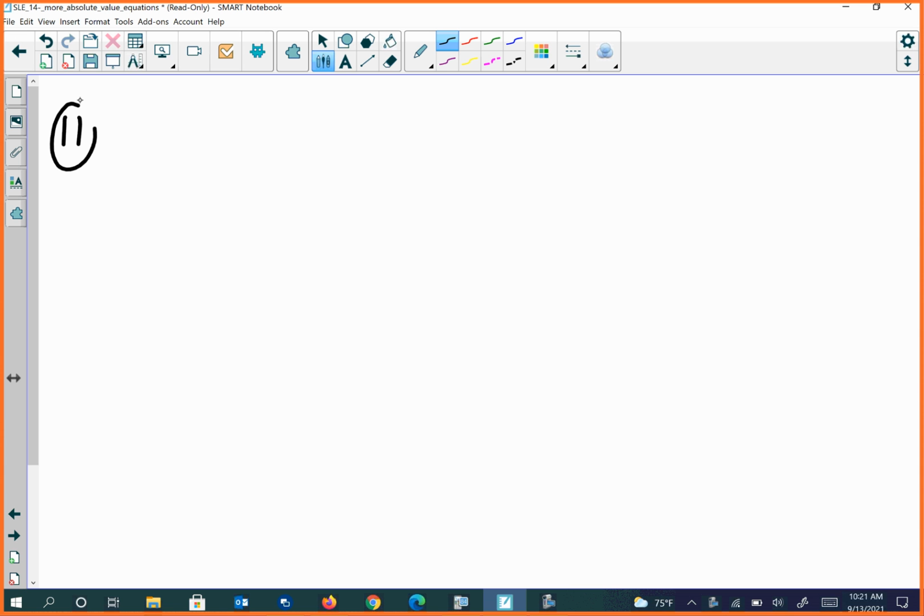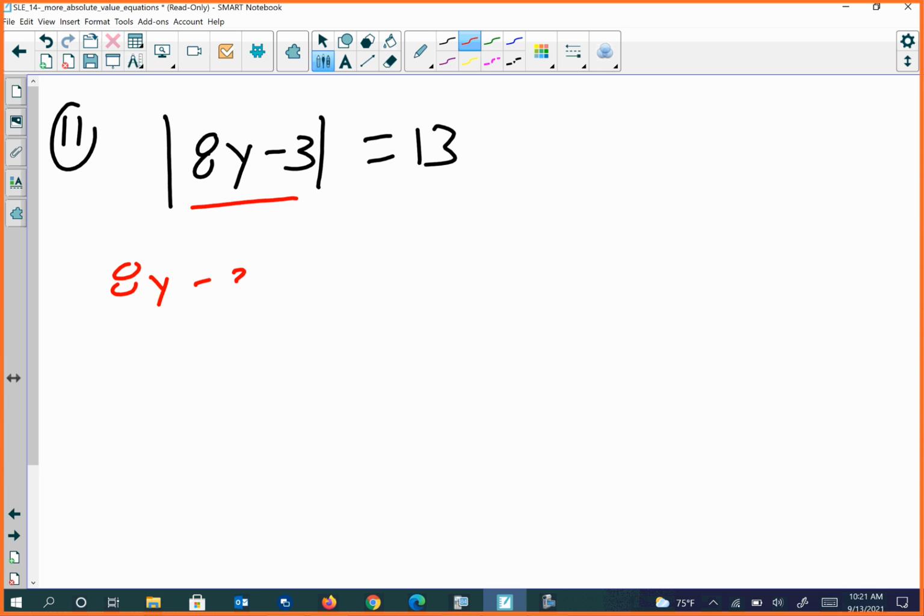Number 11 says the absolute value of 8y minus 3 is equal to 13. As long as we just have an absolute value, with nothing outside the absolute value on the side it is on, we can drop the absolute value sign and create two equations. We use it twice, the exact same way as it's written. For the second one, I'll rewrite it but make a negative sign on the side that is less yucky.